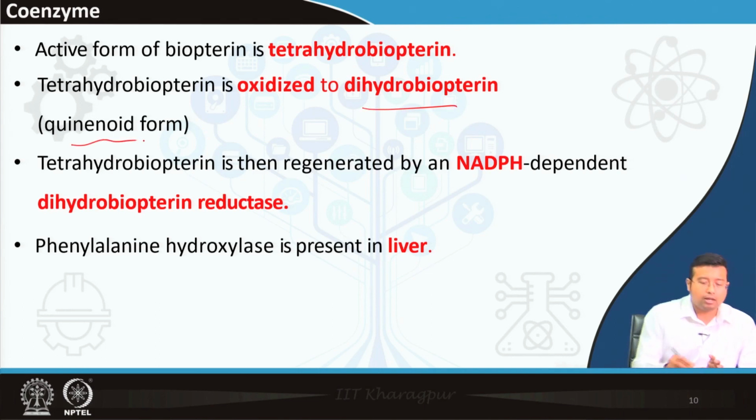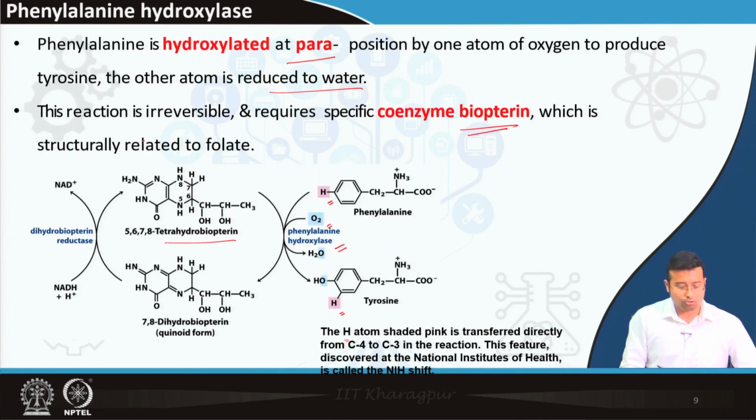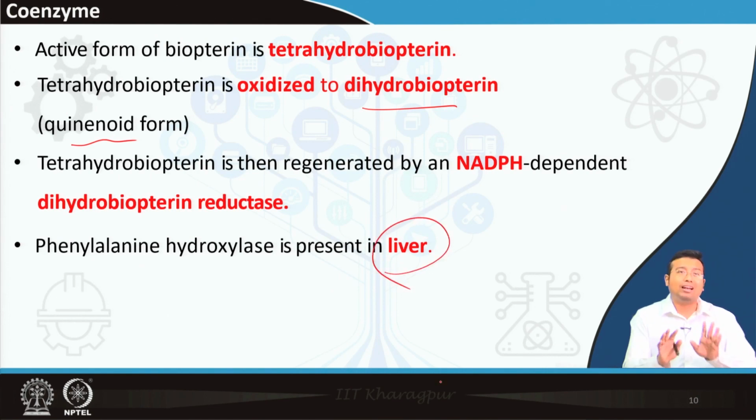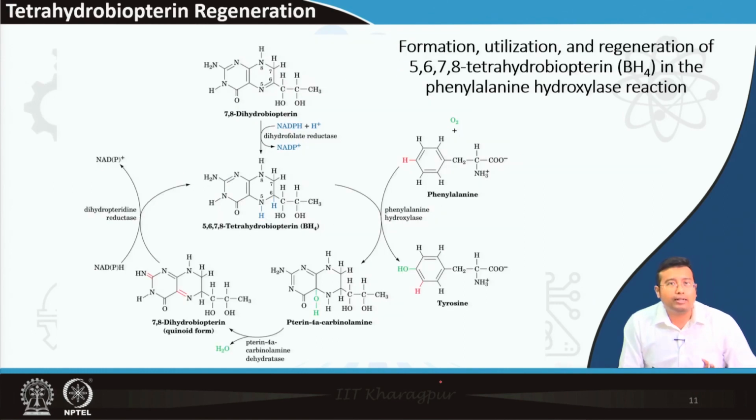What happens when the reaction actually happens: the active form of tetrahydrobiopterin is oxidized to dihydrobiopterin, which is basically in quinoid form. Thereafter dihydrobiopterin is acted upon by reductase, and thus tetrahydrobiopterin is regenerated, okay. So you can see over here, it is oxidized and then it is again reduced, right. And this phenylalanine hydroxylase enzyme is present in the liver. Well, there is also another intermediate, if we really want to learn in detail: there is a carbinolamine derivative that is also formed, right.